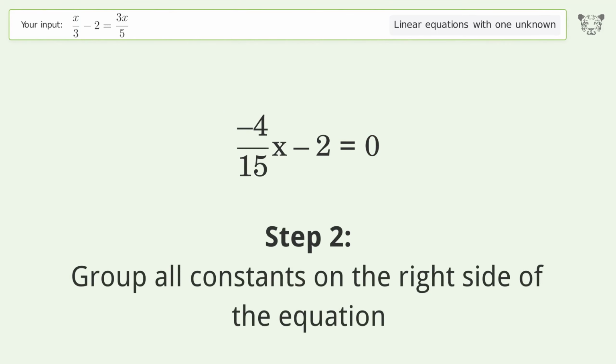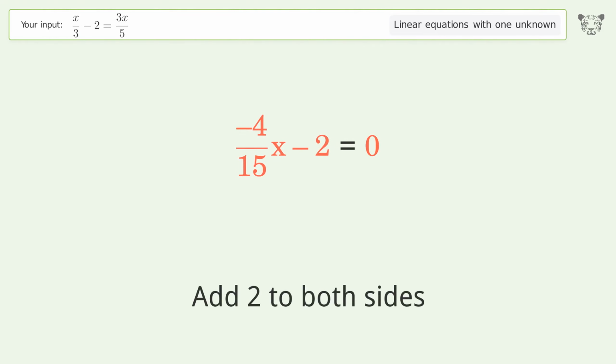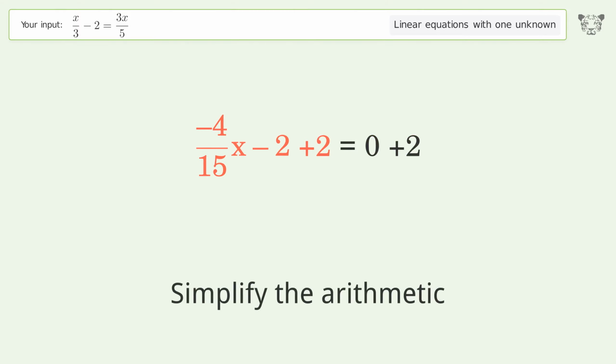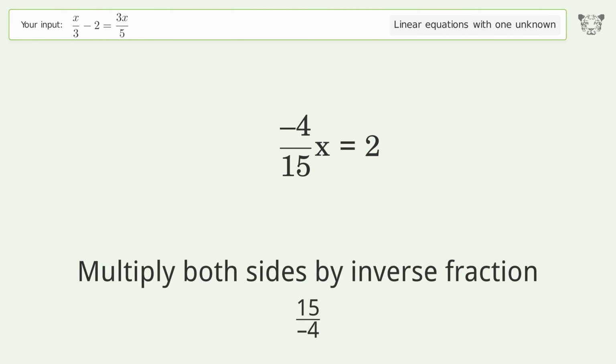Group all constants on the right side of the equation. Add 2 to both sides. Simplify the arithmetic. Isolate the x. Multiply both sides by the inverse fraction 15/4.